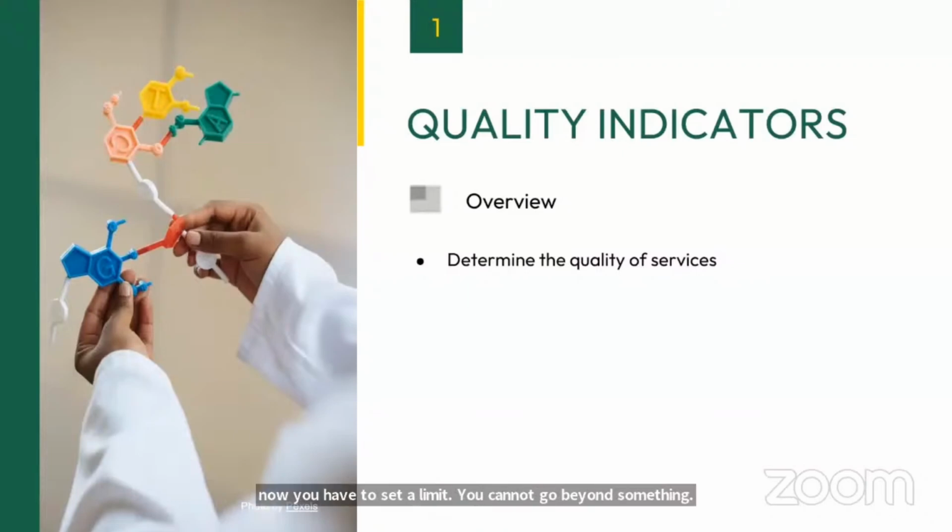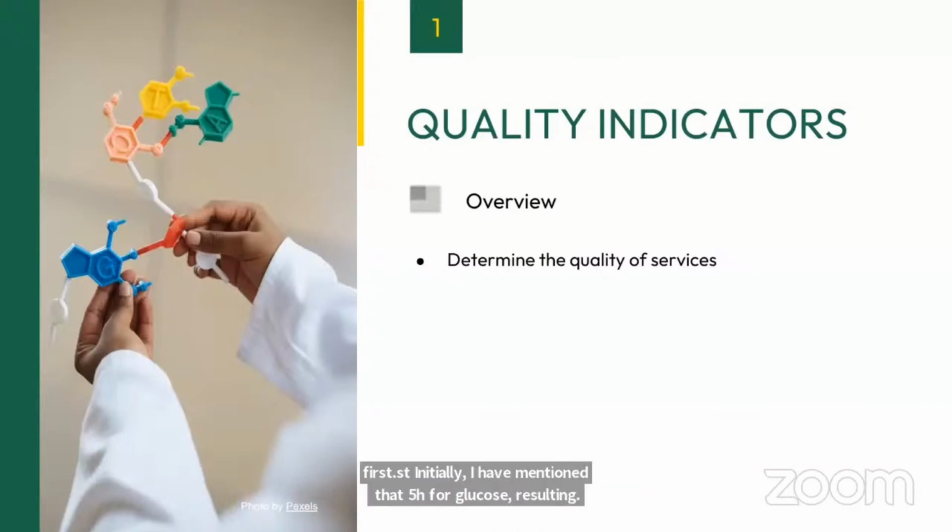So you should set the limits of your quality indicator. You should also have an appropriate action plan when you are not able to achieve the targets in your quality indicator. Like in the first example, I mentioned 5 hours for glucose result reporting. If I am not able to release within 5 hours, then what is going wrong? I should have an appropriate action plan.